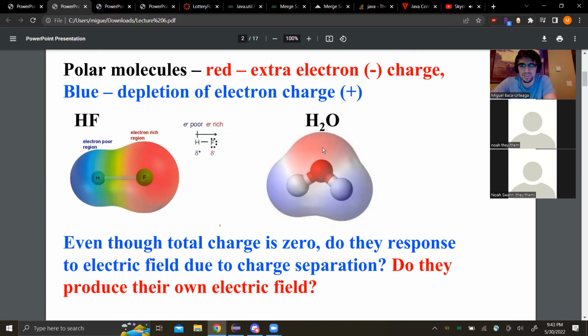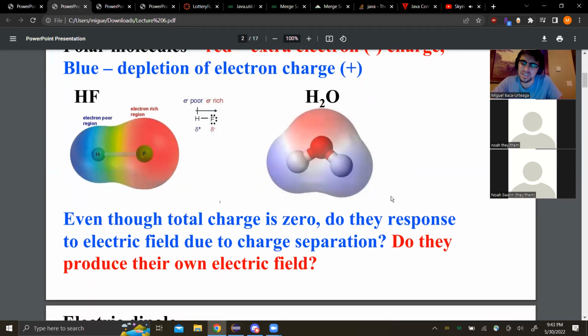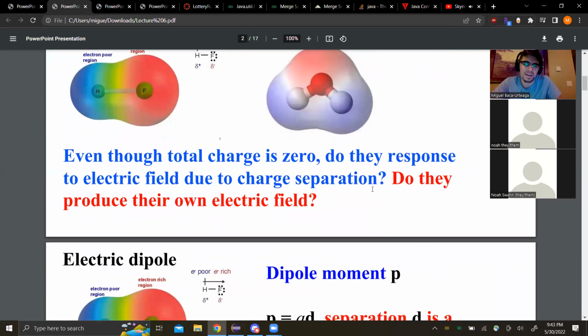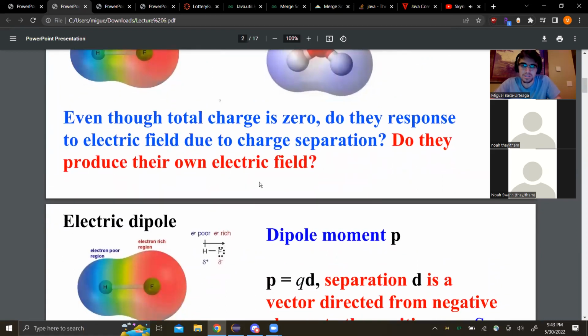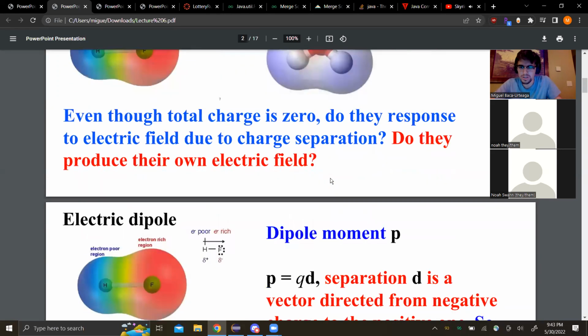In this instance, you have a negatively charged particle and then 2 positively charged particles, and the way the electrons balance out causes it to act in this way. But even though the total charge is 0, do they respond to an electric field due to charge separation? Do they produce their own electric fields? 2 posed questions.